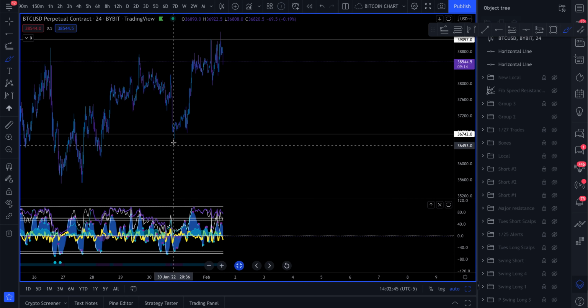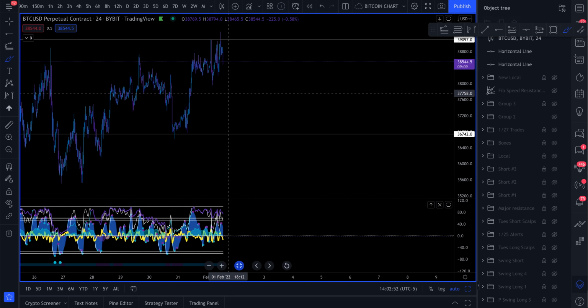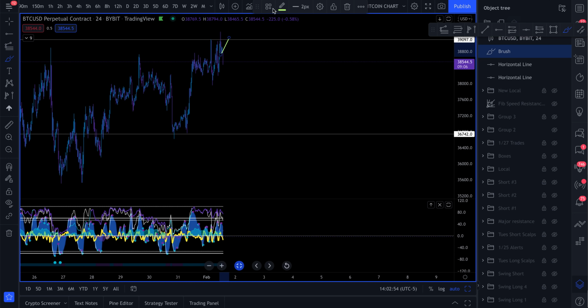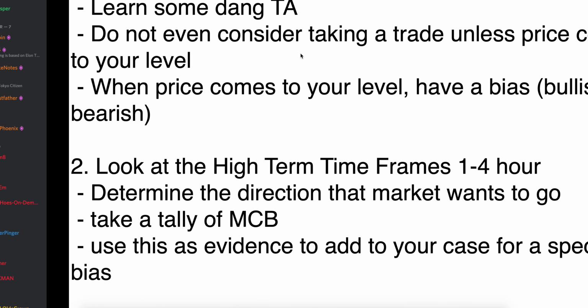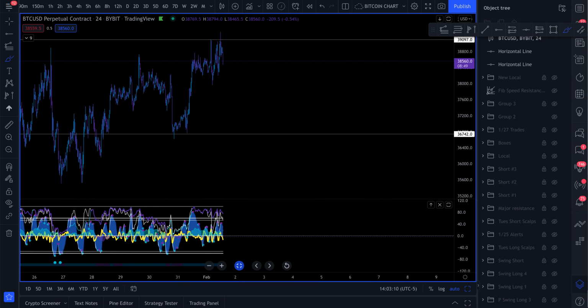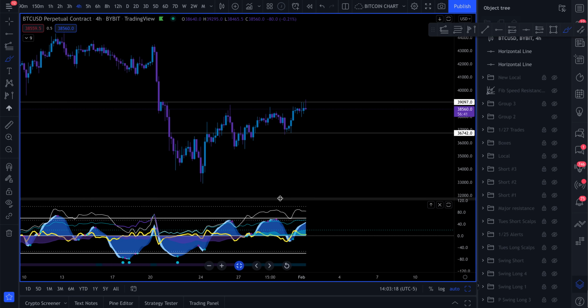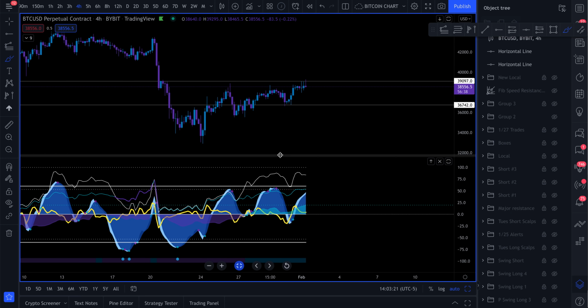to determine if price is actually going to get a bounce from that support. We have to use our indicators to determine, is price going to get a rejection from this resistance, or is it going to keep going? And so I like to start on the higher time frames. I'm talking about the 1 to 4 hour time frame. What we have to do is determine the direction that the market looks like it wants to go on the higher time frames and take a tally of Market Cipher B. Now, I use an indicator called Market Cipher B, and the reason I like Market Cipher B so much is because there's multiple things on this oscillator that tell you what price wants to do. Now, this is not the MACD or the RSI.